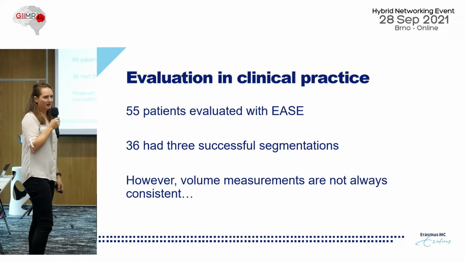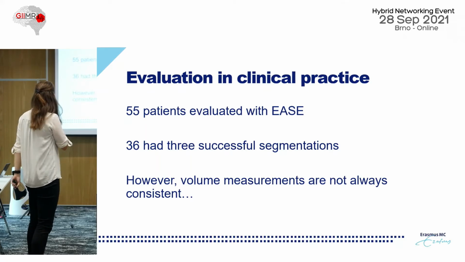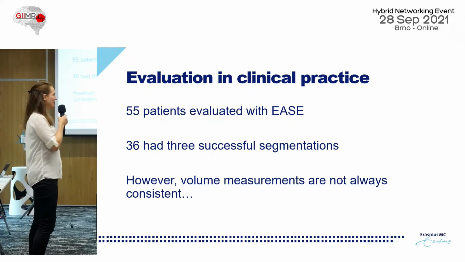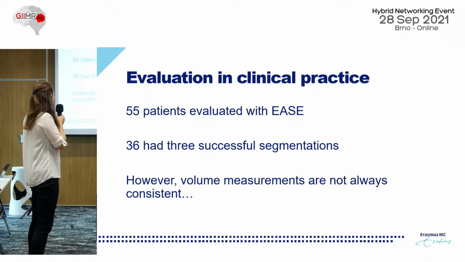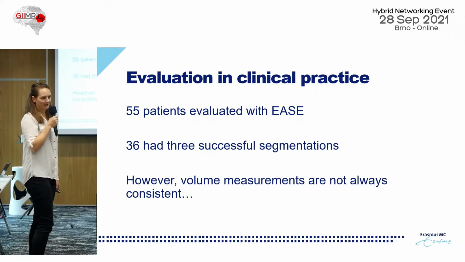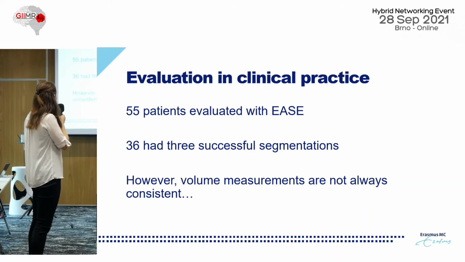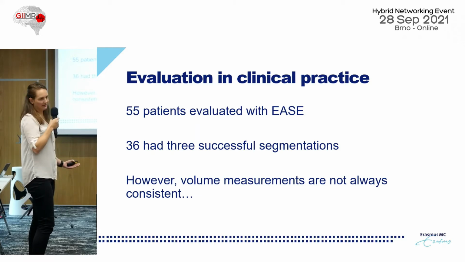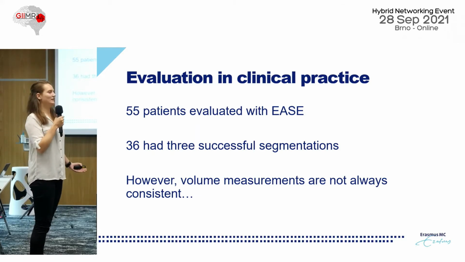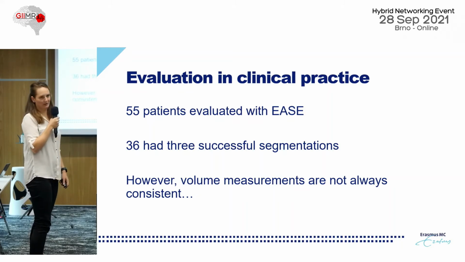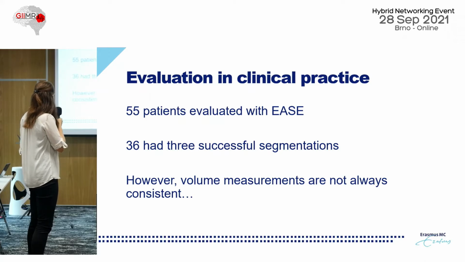And of course, we evaluated the performance of our method in clinical practice, for which 55 patients were evaluated. Out of those, 36 actually had 3 successful segmentations, so that's just over half of patients could be diagnosed with the system. But we did notice that although a lot of these cases had a successful diagnosis, in some cases volume measurements are not completely consistent. They can be a little bit misleading. And I will show you why.